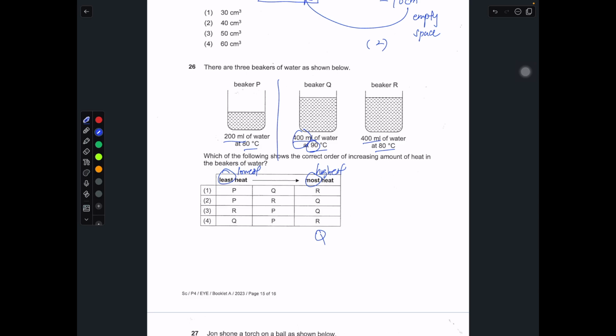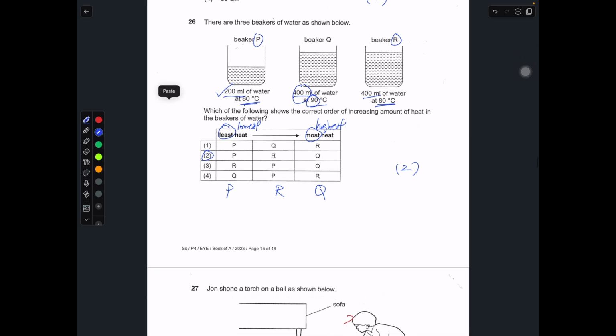Lowest amount of water will be between R and P, will be P, and they have the same temperature. Okay, so naturally, the one with the least amount of heat will be P, and the one that's in between will be R. So P, R, and Q, which is number 2. Okay, so number 2 is the answer.